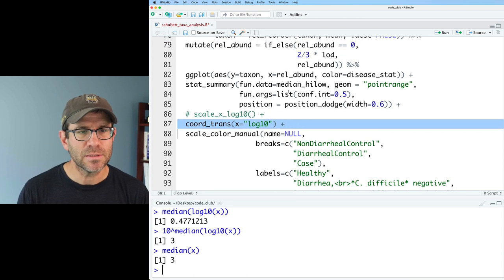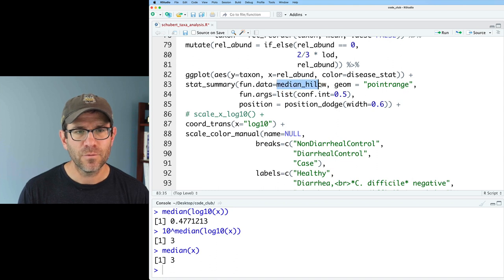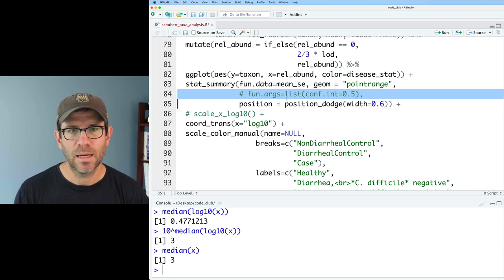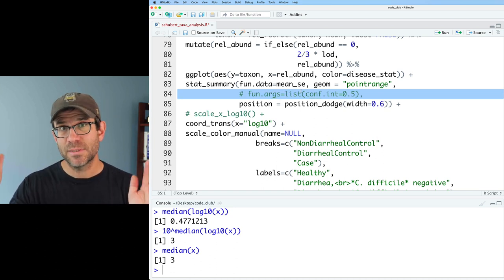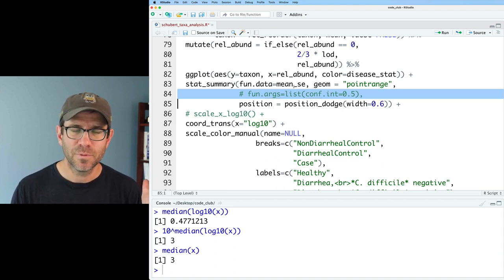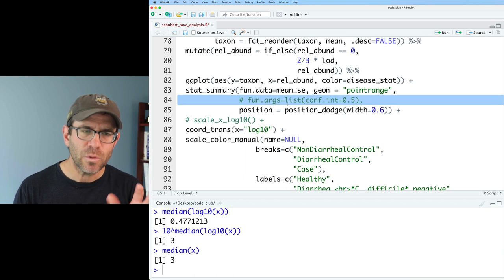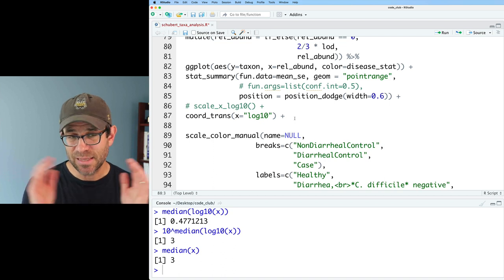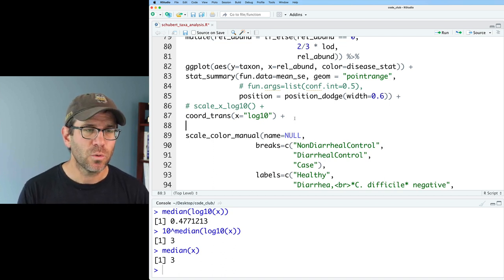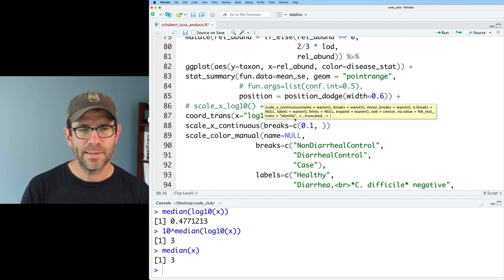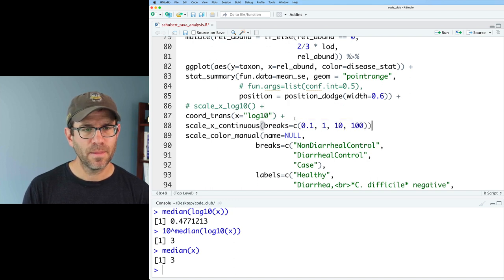So to give you a sense of what this looks like, I'm going to go ahead and for the time being do mean SE, and I will get rid of this confidence interval because the range is going to be set by 1 plus or minus the standard error. The mean doesn't make sense for our data because it's such a skewed distribution, but it will help to illustrate a point here. And I will then also get my scaling on the x-axis to be the same. So we'll do scale x continuous, and I'll do breaks equals 0.1, 1, 10, and 100.